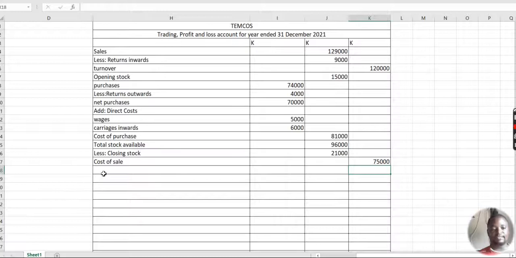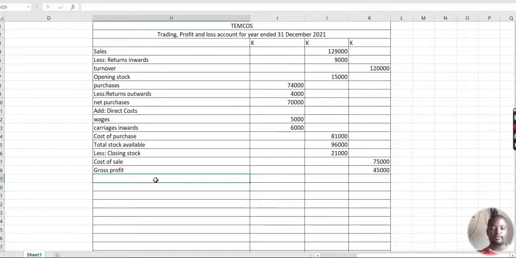So the last thing that we are going to find there is gross profit. So if you see, our turnover is bigger than this, which means it's gross profit. So we are going to say this one, turnover minus cost of sales. So it's going to be this one minus this one. It's giving us 45,000 as our gross profit.